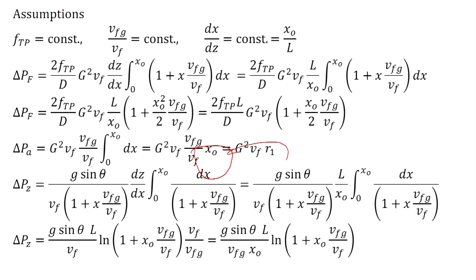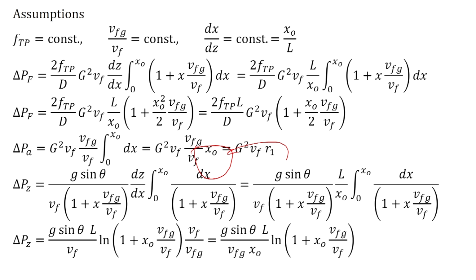So, here we want to solve it analytically and get a closed form expression. Therefore, we are considering only those cases where m square is much less than 1, and further we are making some assumptions. So, we assume that FTP is constant over the length, and also Vfg by Vf is constant over the length. Unless the pressure is low, the change in pressure or the pressure drop will not affect the properties very much, and therefore, Vfg by Vf will be nearly constant.